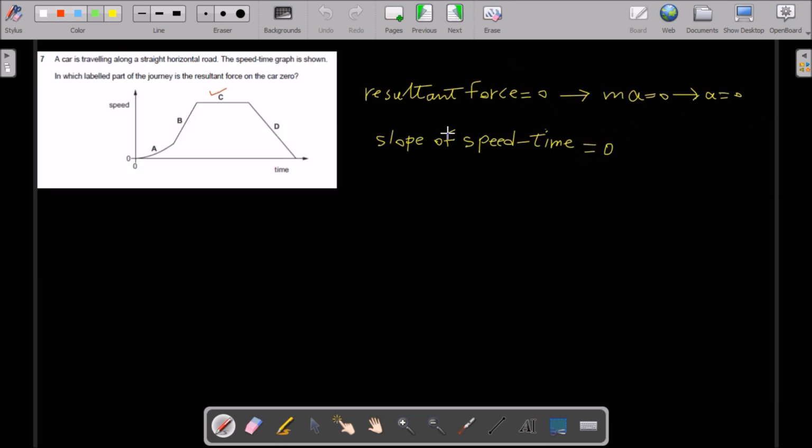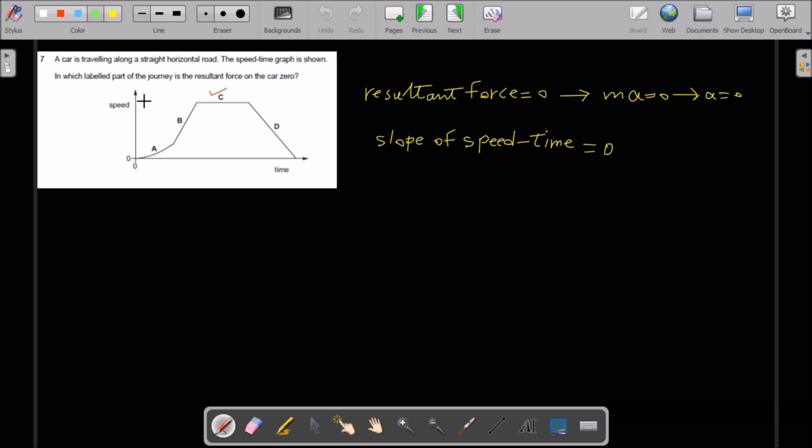Question number 7. We know that when resultant force is 0, resultant force means MA. So MA will be 0. That's why A is 0. When A is 0, the slope of a speed-time graph will be 0.